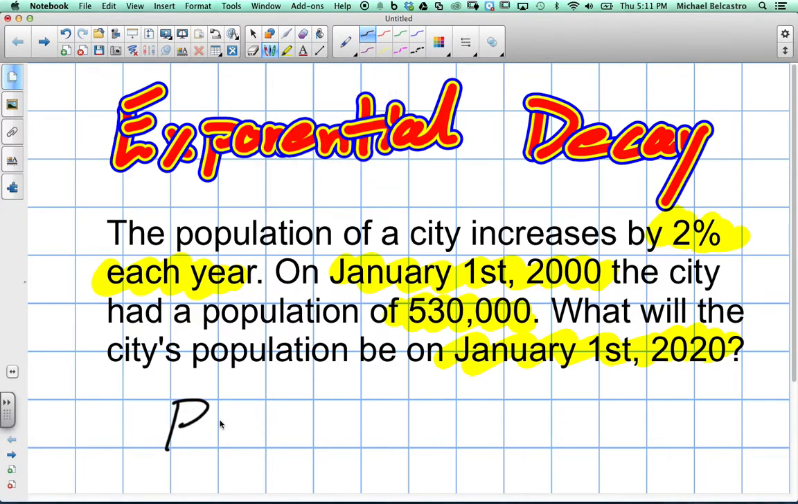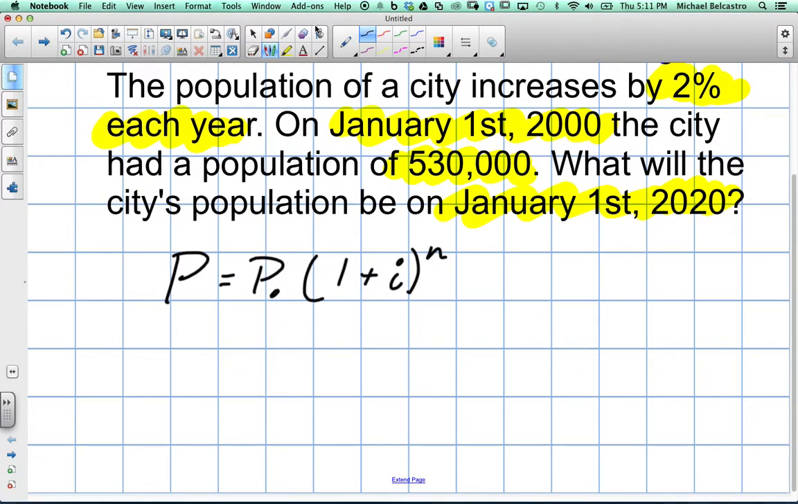We have our population is equal to P naught times 1 plus our increase. Does that dot have a value? No, it's just that little O. Let's call it something else. We'll call it our initial amount, our original population, and we'll call this our future amount. You can really use any letters you want to denote anything. So F is equal to our future population, and I'm just going to write population as pop.